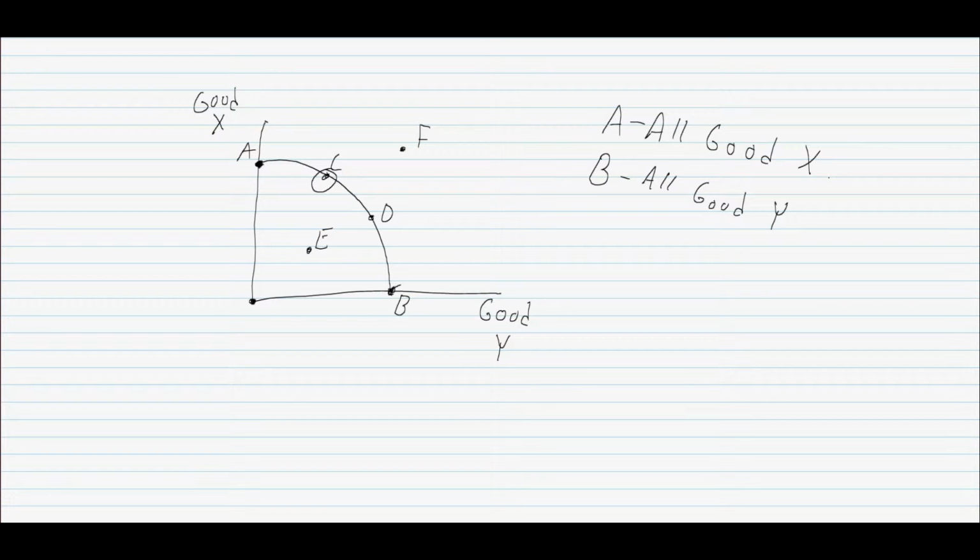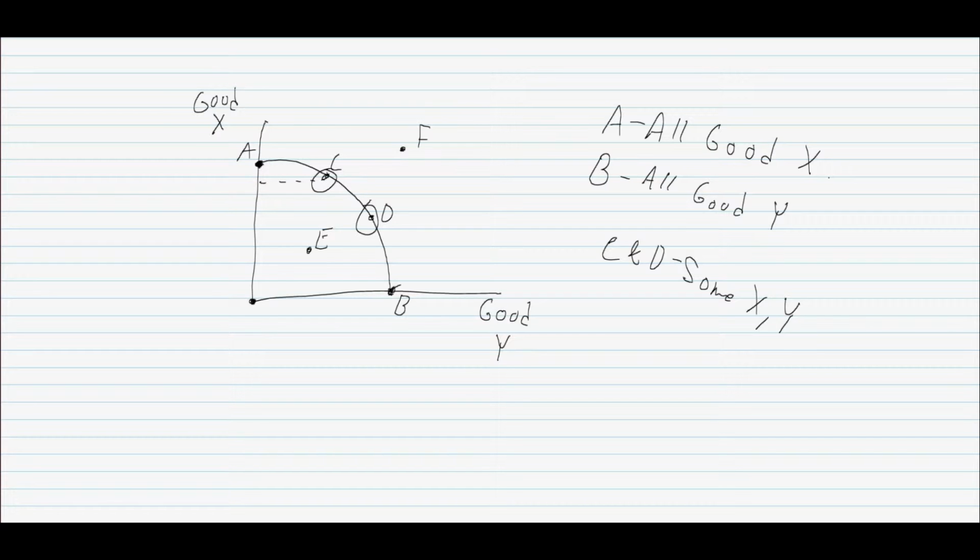Now, C and D basically just mean I'm producing some of good Y and some of good X. Some of X and some of Y. Whichever one's closer to good X on the curve is making more of good X, and whichever is closer to good Y on the curve is making more of good Y. So D makes more of good Y, and C makes more of good X.